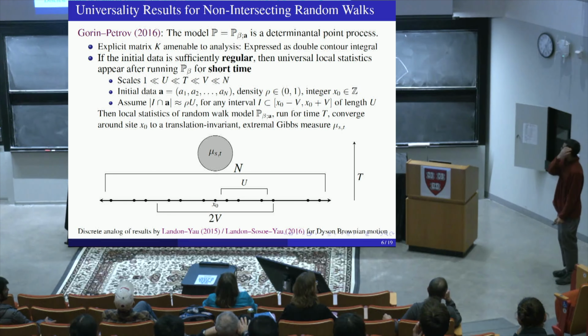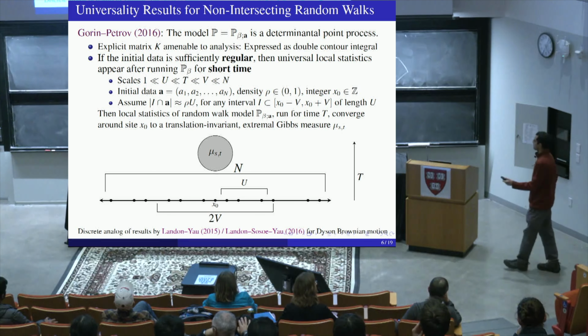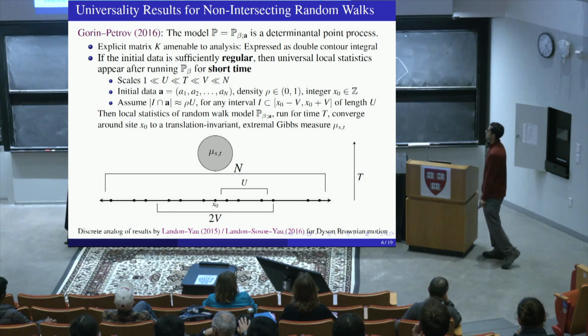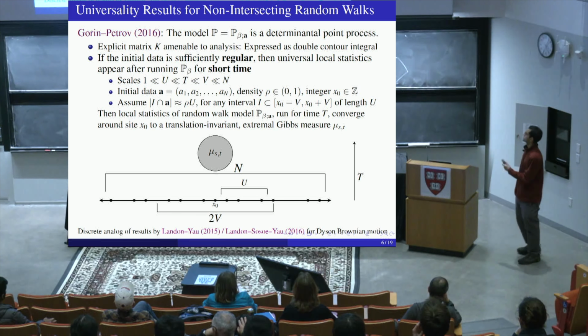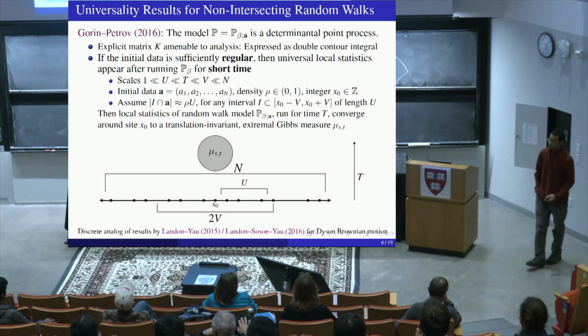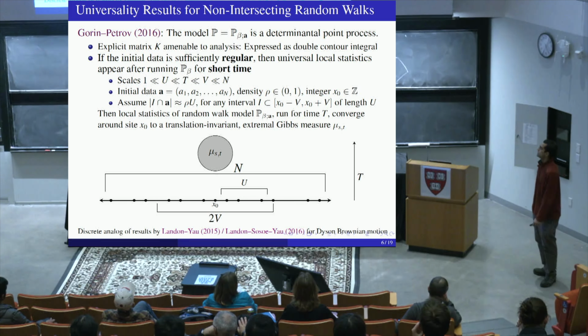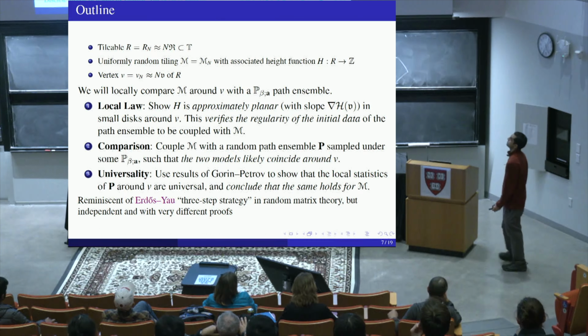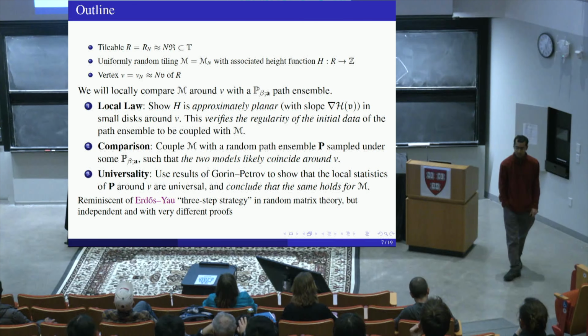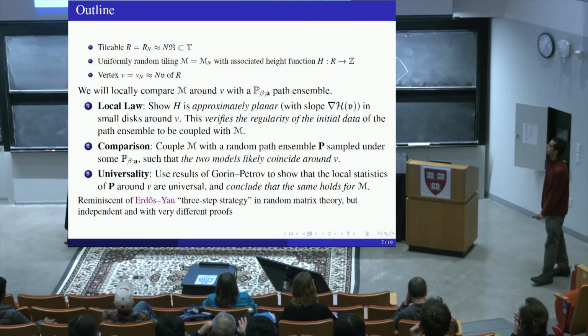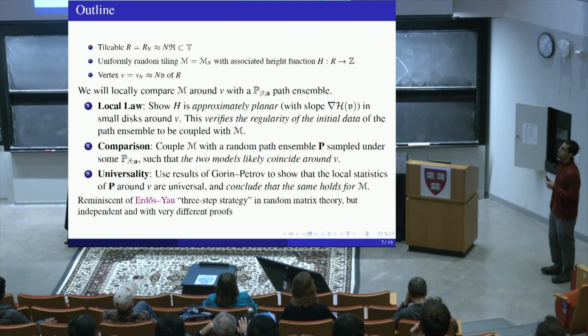So I should mention that this is a discrete analog, and I think it was very much inspired by the works of Landon and Yao, Ben Landon and Horng-Tzer Yau, and also Landon, Sosoe, and Yau for Dyson Brownian motion. You can view it as a fully discrete counterpart of it. Okay, so now with this in mind, I will try to outline how one will proceed with proving these statements.